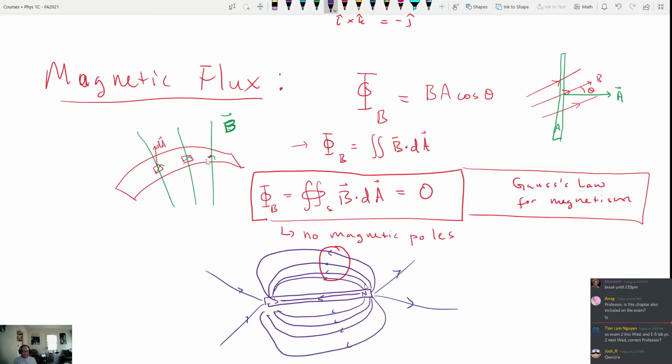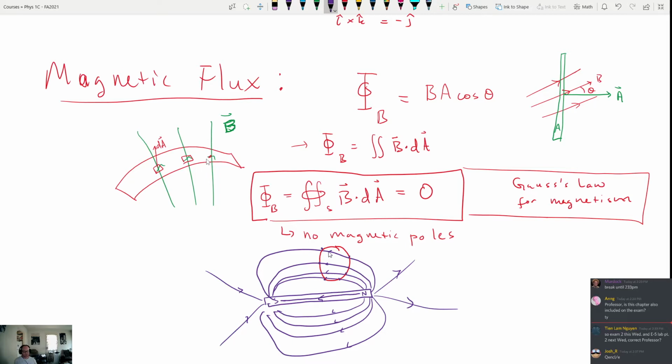Remember that you only get flux when a field line comes in or goes out. When a field line comes in, it's negative flux. When a field line goes out, it's positive flux, right? So if you have the same number of lines that come in as go out, that means the net flux is 0, right? And that's pretty much all this is saying: because the magnetic field lines are always closed loops, there's no way you can get magnetic monopoles.